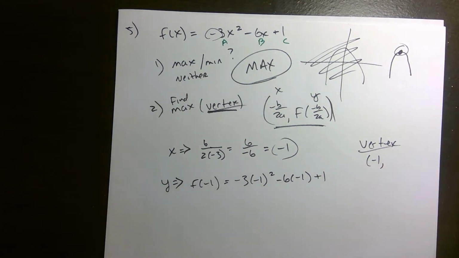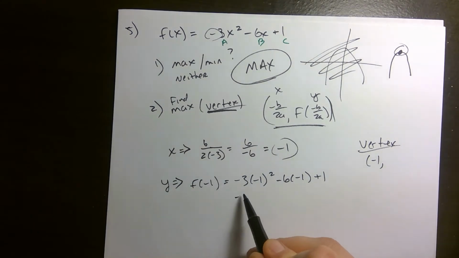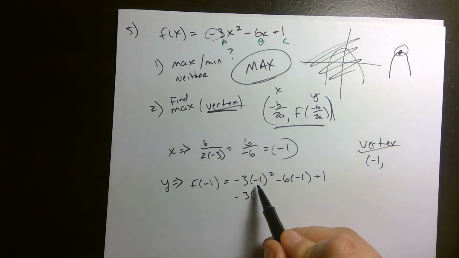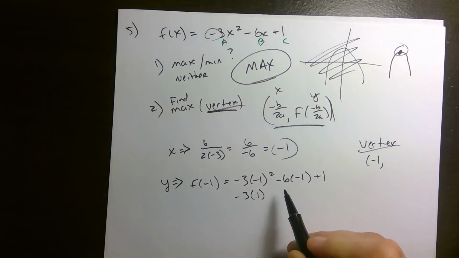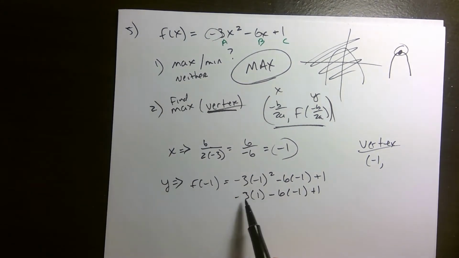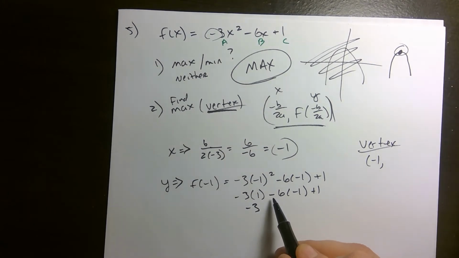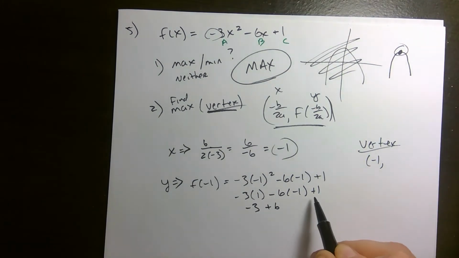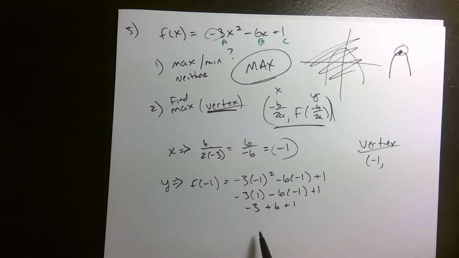Now, this is just an order of operations problem, so we have to be careful. The first thing I'm going to do is square this 1. So negative 3 times, and I take negative 1 and I square it. That gives me positive 1. And then I'm not going to change anything yet because I'm just showing you. Negative 3 times 1 is negative 3. Negative 6 times negative 1 is positive 6. This little plus 1 hasn't changed. And so now I have negative 3 plus 6 plus 1. Negative 3 plus 6 is 3, and 3 plus 1 is 4.